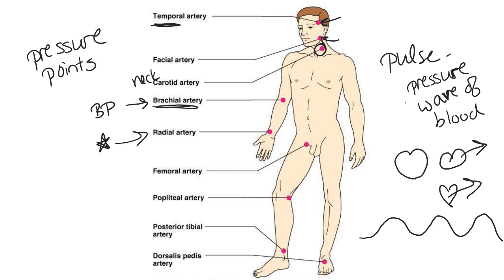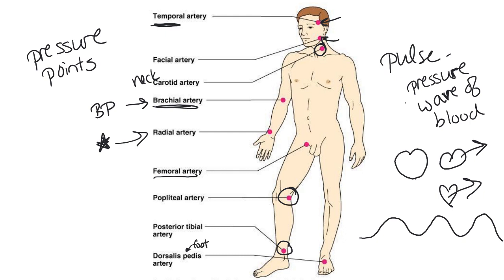Radial artery, again, is our most common spot. That's the one down by the wrist, by the thumb, and we see people commonly taking pulse there. You can take pulse from your femoral artery here in the groin or the inguinal area. Same with popliteal on the back of the knee, posterior tibial down here at the ankle, and dorsalis pedis. Remember, pedis is foot, so that's at the top of the foot.